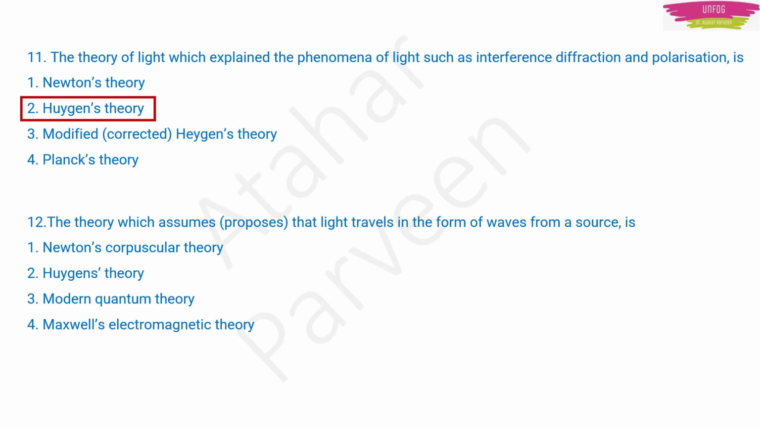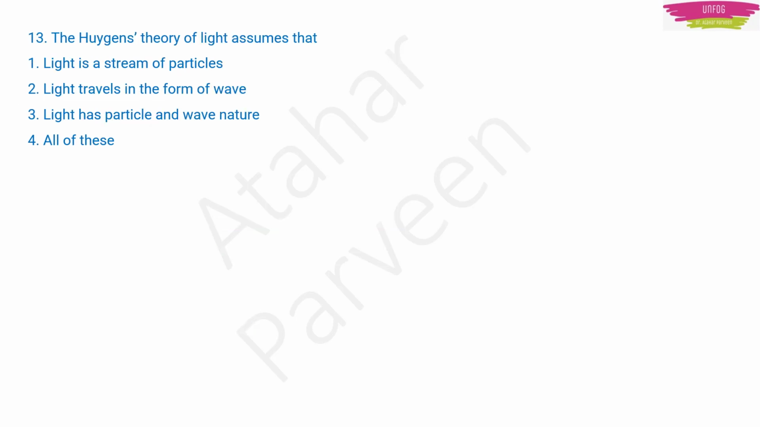The theory which proposed that light travels in the form of waves from a source is actually Huygens' theory and Maxwell's electromagnetic theory, but we will take Huygens' theory because this was the theory which told for the first time that light is a form of a wave. Okay. Next question. The Huygens theory of light assumes that light travels in the form of a wave.